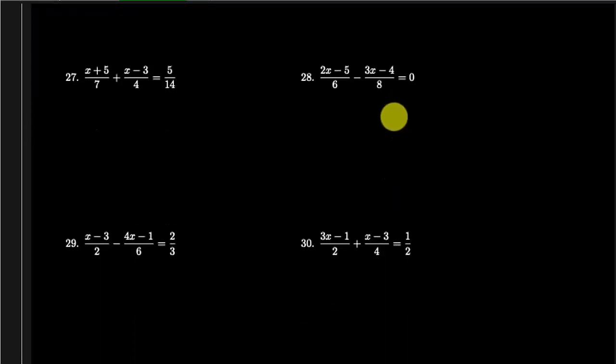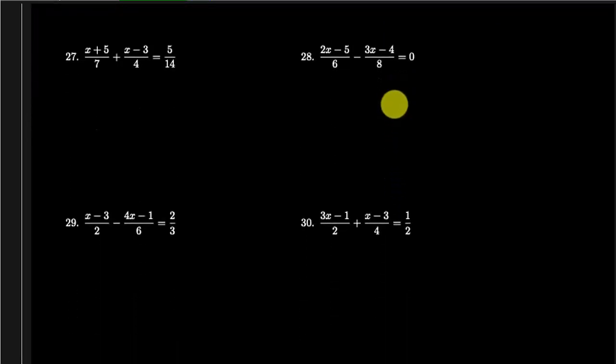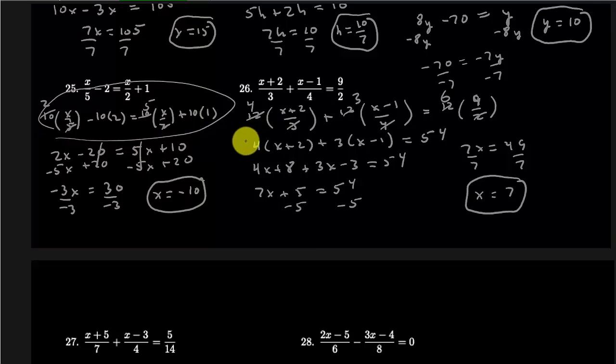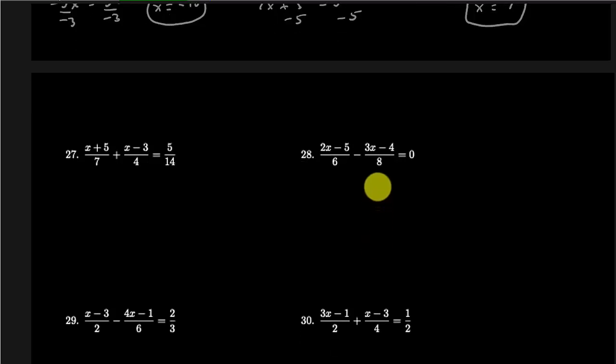So let's finish working these problems. All right, so now I need a common denominator of 7, 4, and 14. And I believe that is 28. So let's do something a little bit different. Let's write it a little different than what we have been. Notice here I've been doing this little extra step where I write the common denominator next to each term.